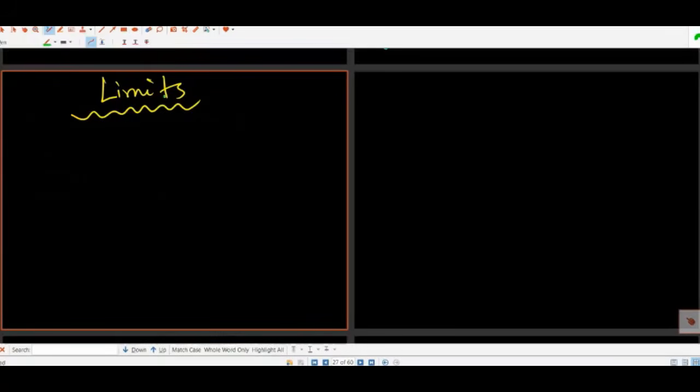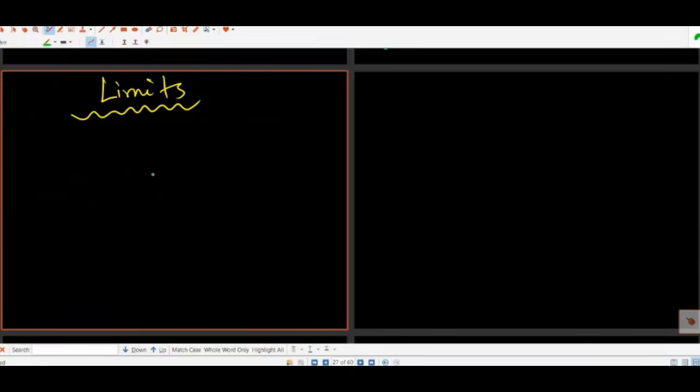Limit is the building block of calculus, both for differential calculus and integral calculus. You know that calculus has two branches, differential calculus and integral calculus. So without limit, we can't think about calculus. That's why limit is the fundamental building block for calculus. Now we are going to talk about limits, and you will get the intuitive idea of limits from here.